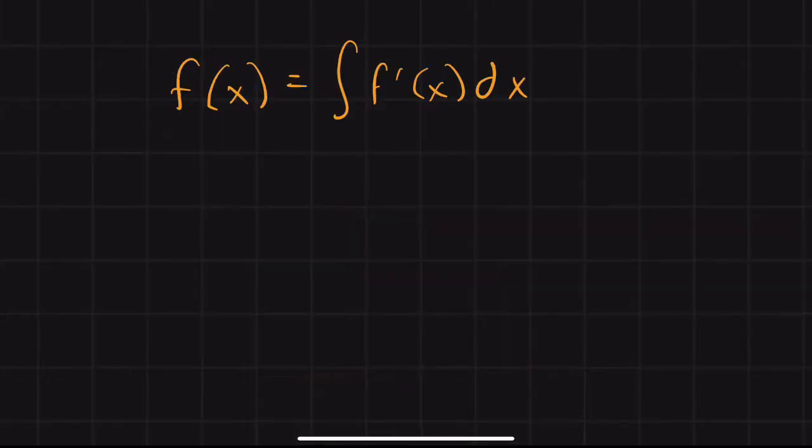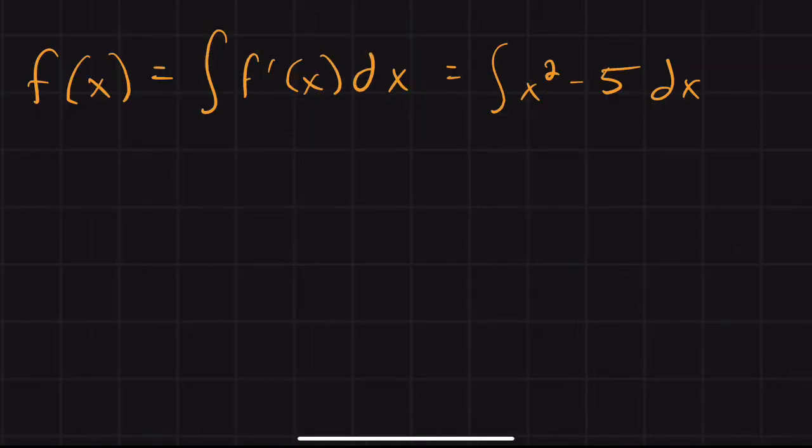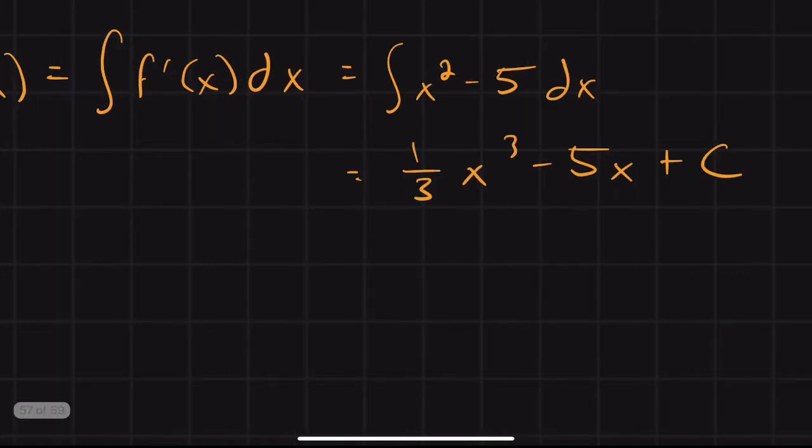So now to find f of x, which is our goal, we can take the integral of f prime of x with respect to x. So replace the integrand with x squared minus 5. And then the antiderivative of x squared would be 1/3 x cubed, and the antiderivative of negative 5 is negative 5x. Then add the plus c.